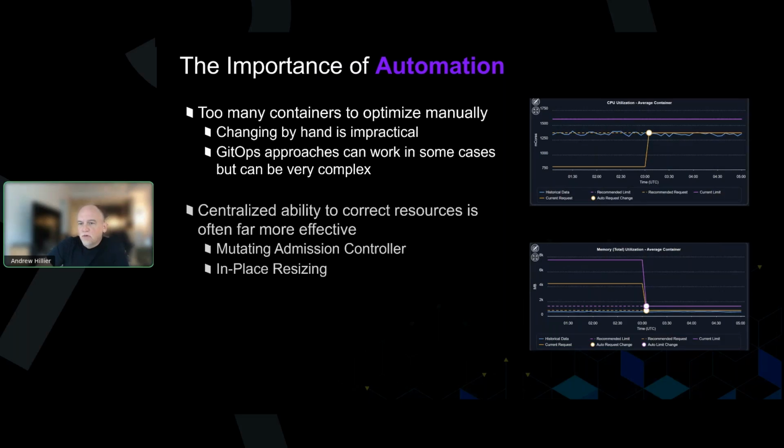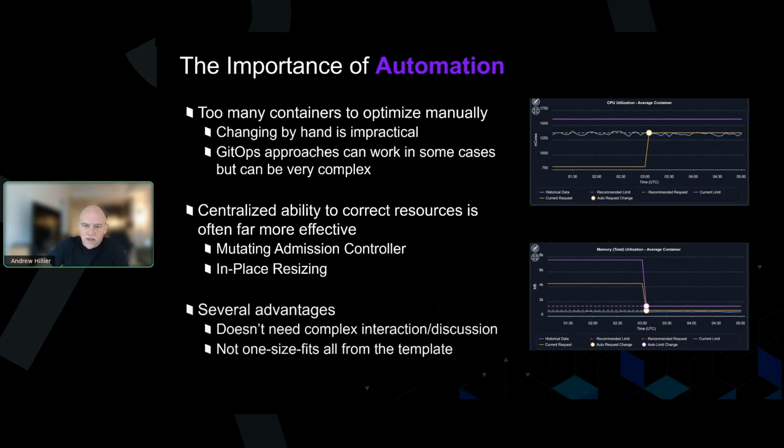So what we promote and what we have in our product is a centralized automation controller. It is basically a mutating admission controller. It supports eviction. It supports in-place resizing. So it's kind of one-stop shopping to just make things right. And it has a bunch of advantages in doing it that way.